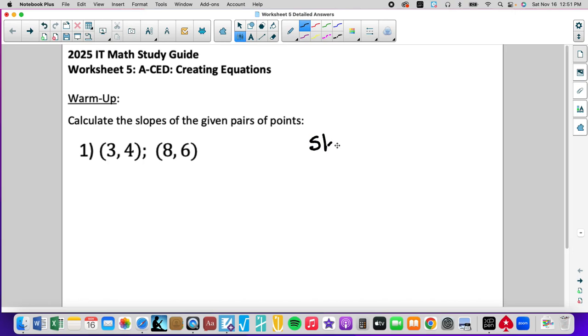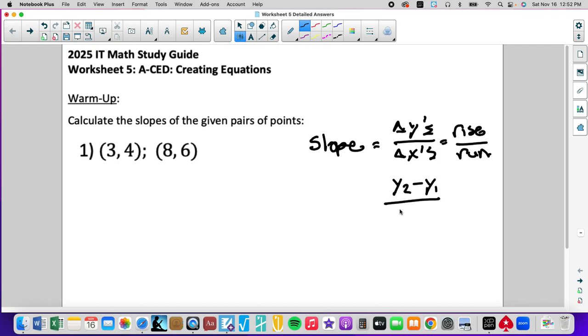We know that the slope of a line is calculated by the rate of change, and that rate of change is the delta in y's over the delta in x's. Sorry, that's a horrible x. And we say delta meaning the term change. Delta means change. We know that as the rise over the run, or the difference of y's over the difference of x's: y sub 2 minus y sub 1 over x sub 2 minus x sub 1.